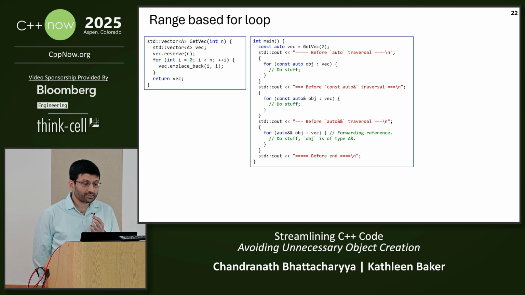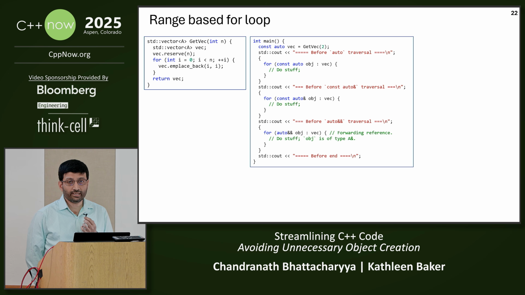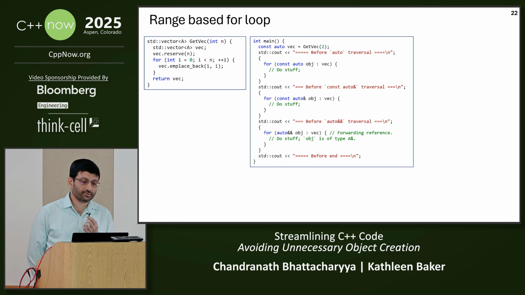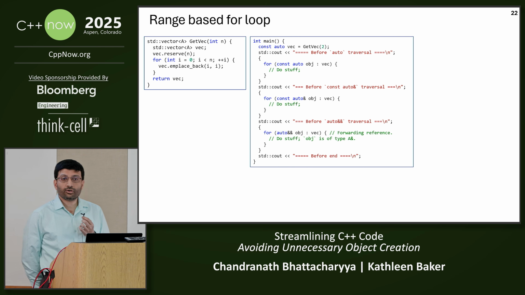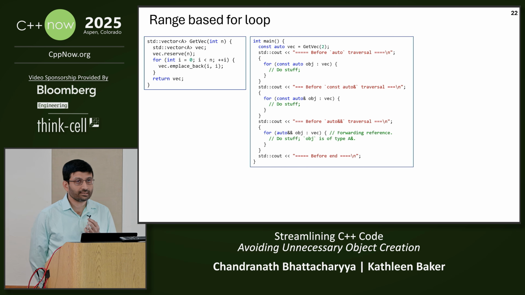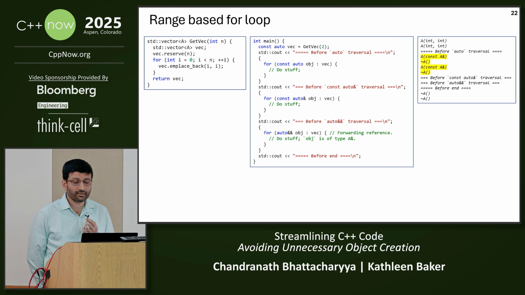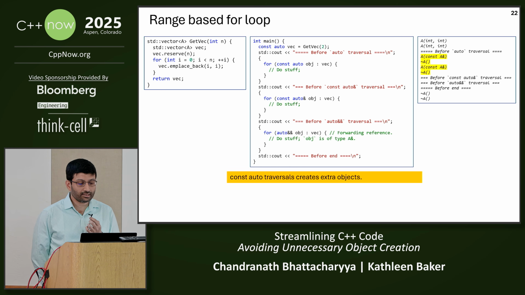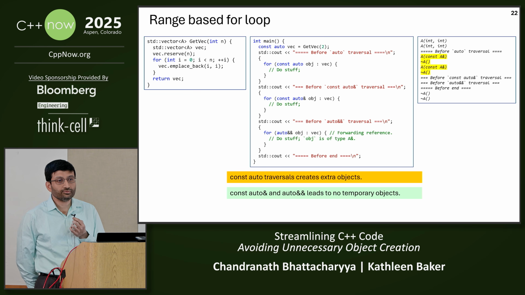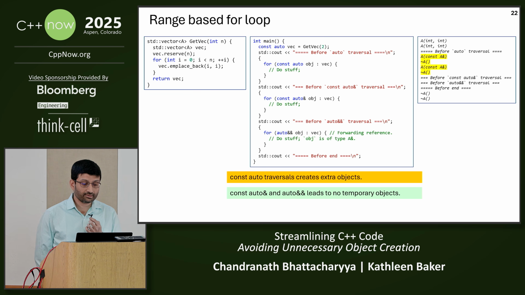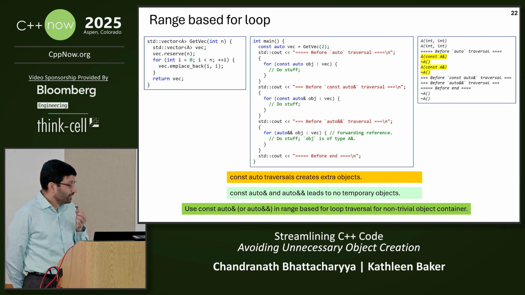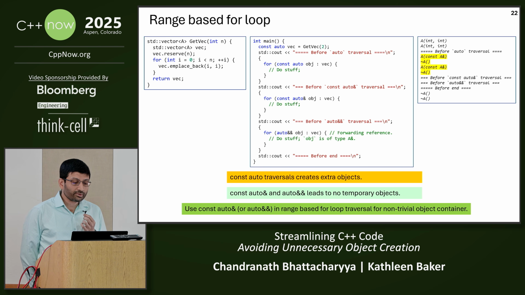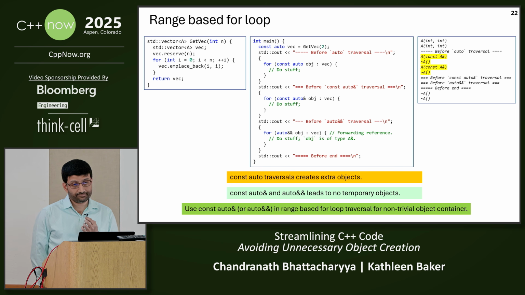This main function first calls getVec with 2 to create a vector of 2 elements of type A, and then runs 3 range-based for loops. The first one with a const auto, the second with a const auto reference, and the third with a forwarding reference. Here's the output. As you can see, the const auto traversal creates extra objects. The other two lead to no temporary objects. So here's the guidance. Use const auto reference or forwarding reference in range-based for loop traversal for non-trivial object containers.